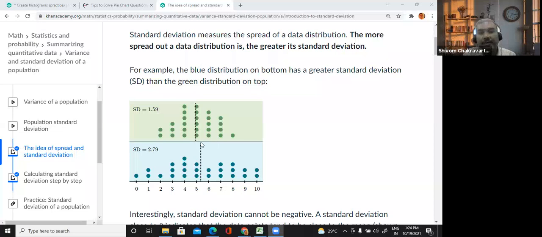Looking at this figure, in which data set would you say the data is more spread out? In which data set, in which group of data, is the data very spread out? So take half a minute and write.